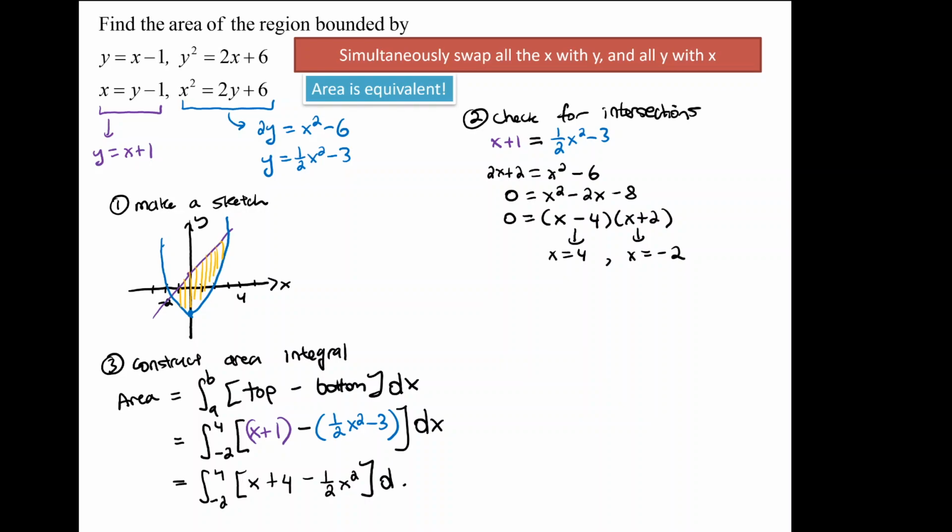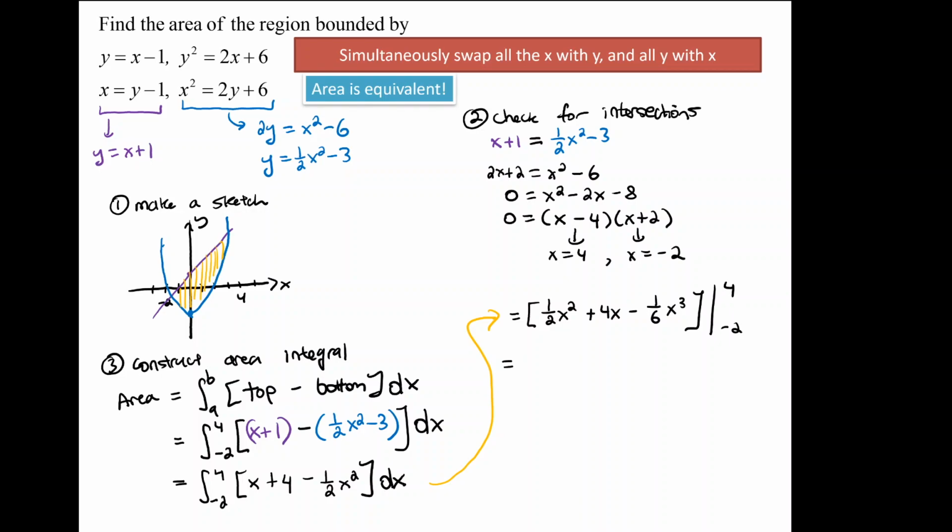Okay, now we can take the antiderivative using the anti-power rule. And I did not pick very good numbers for this, did I? It's okay. So we get 1/2 x squared plus 4x minus 1/6 x to the power of 3. The power goes up by 1, and we have 1/3 times that, and 1/2 times 1/3 gives you 1/6. And we're going to evaluate this from negative 2 to positive 4.